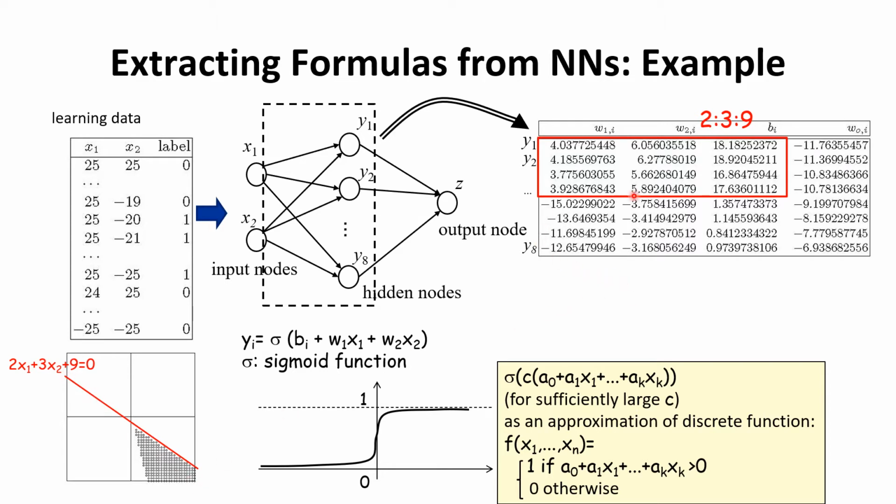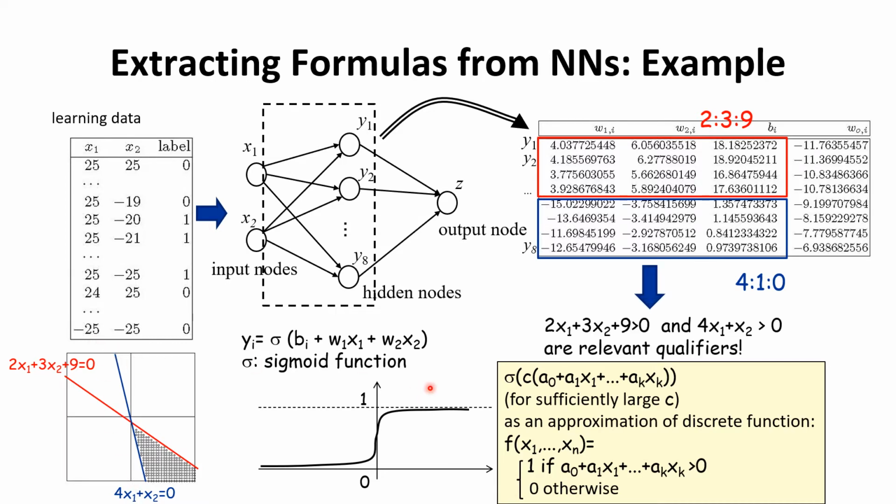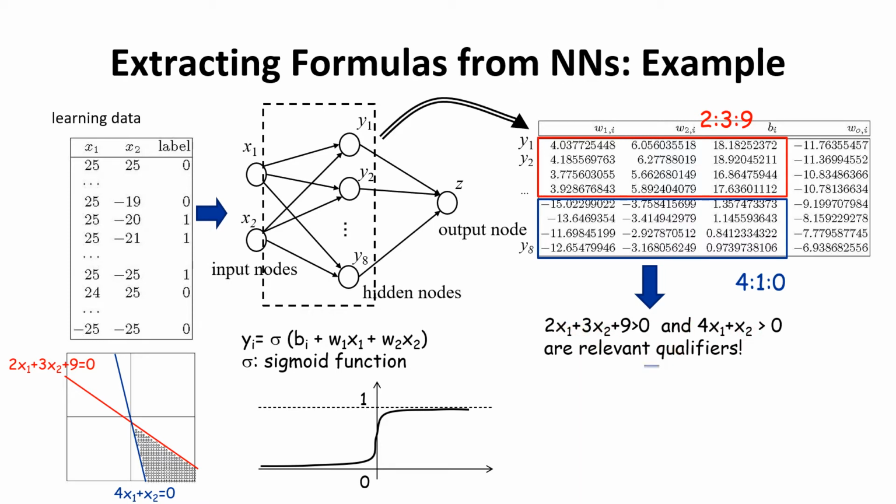And for the remaining four hidden nodes, the ratio is roughly 4 to 1 to 0. That means those nodes recognize a half plane defined by this line. So based on that, we know that these inequalities are relevant qualifiers. And then we look for a Boolean combination of those qualifiers that characterizes the learning data.